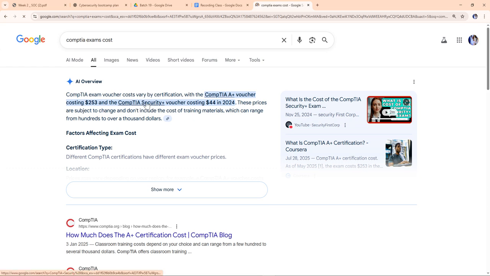But Security Plus is more like your WAEC. If you don't have WAEC and you present NECO, you go through. So ISC2 is NECO, CompTIA Security Plus is WAEC. You see, this one is $253.